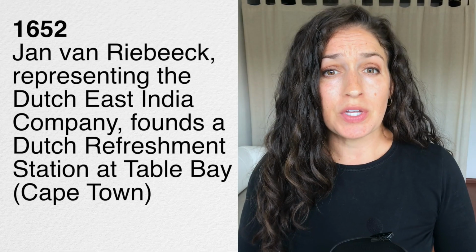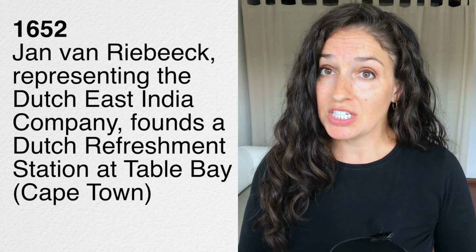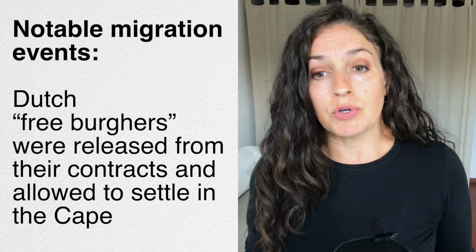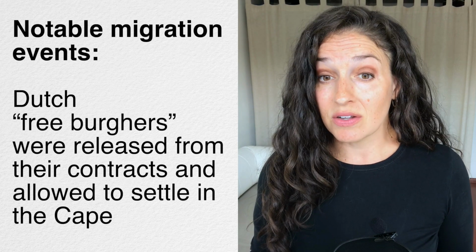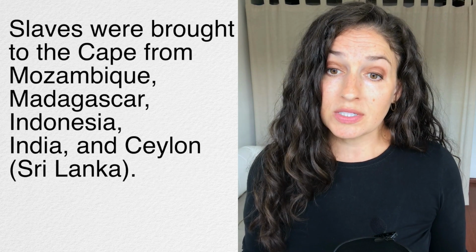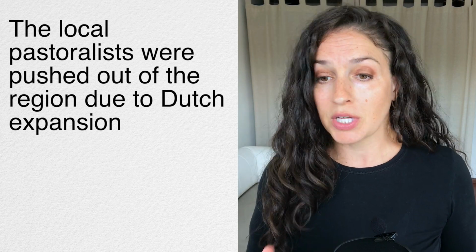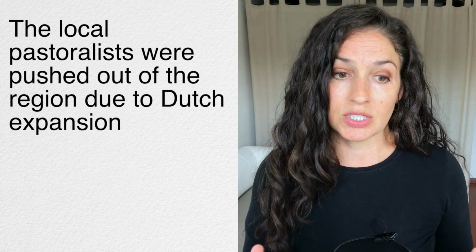In 1652, Jan van Riebeeck, representing the Dutch East India Company, founded the Dutch refreshment station at Table Bay, which is nowadays Cape Town. So there were a number of notable migration events during this period. There were the Dutch free burghers who were released from their contracts and allowed to settle in the Cape. Slaves were also brought to the Cape from Mozambique, but even more so from Madagascar and also from Indonesia, India, and Ceylon, which is of course nowadays modern-day Sri Lanka. The local pastoralists were pushed out of the region due to the Dutch expansion at this period.